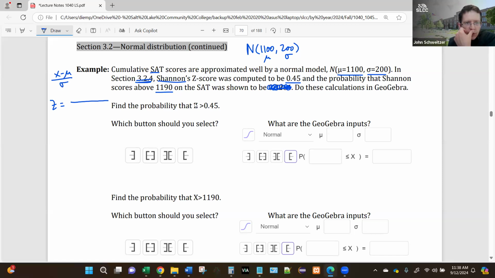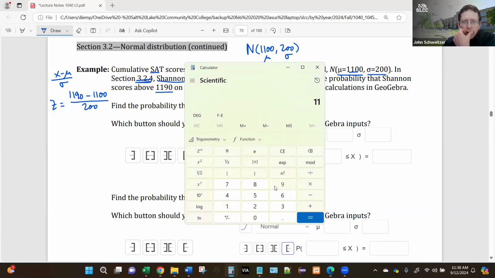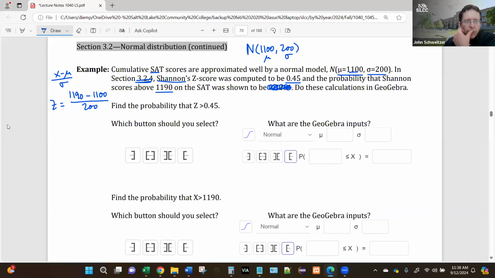Okay, so x is the observed measured score. So that's Shannon's score. Mu is the mean for the population. That's published to be 1100. And then sigma is 200, right? So we pull out the calculator and we confirm quickly, okay, 1190 minus 1100. Then we divide that by 200. And we've confirmed what we already know it to be, right? 0.45. So we're just confirming that number there. So the z-score here is 0.45.